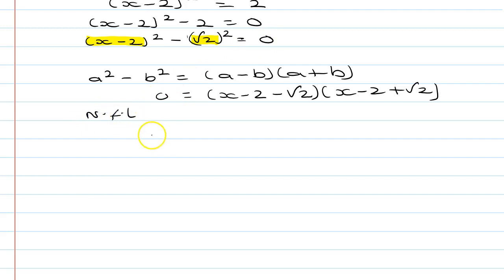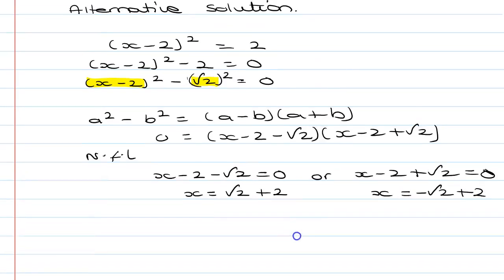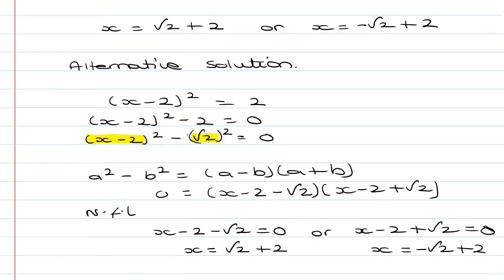When I do that, I get x minus 2 minus root 2 equals 0, or x minus 2 plus root 2 equals 0. Once I solve that and move everything over so that x is isolated, I'm left with x equals, on this one, plus root 2 plus 2. Or, on this one I move it over, minus root 2 plus 2. So let's compare the alternative method. When I did it my way, I got that answer, and if you look at the difference of 2 squares, you get exactly the same answer.